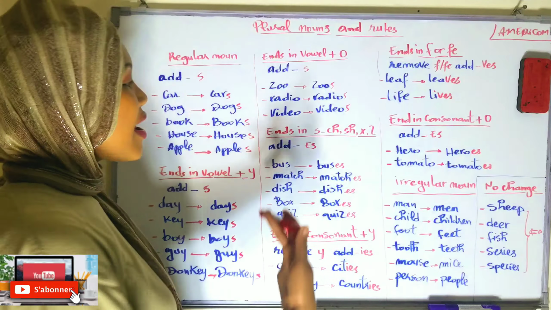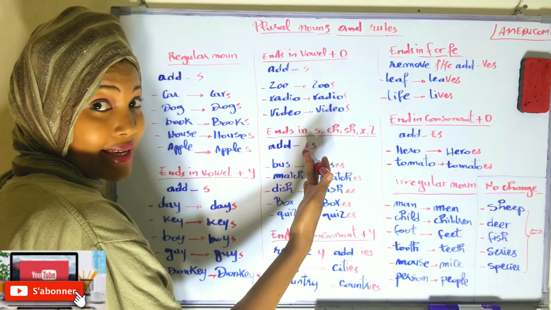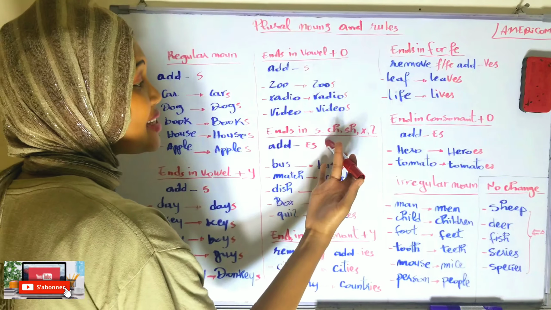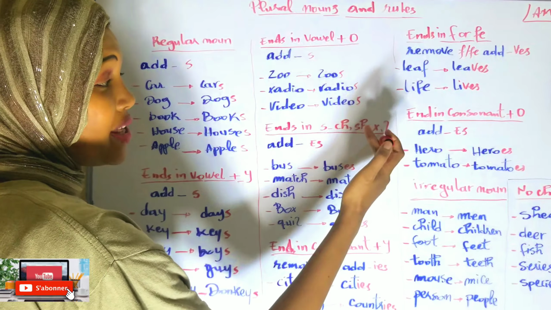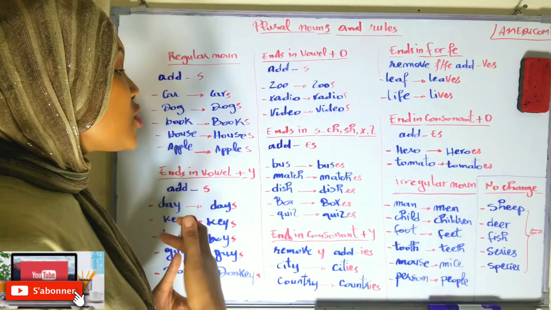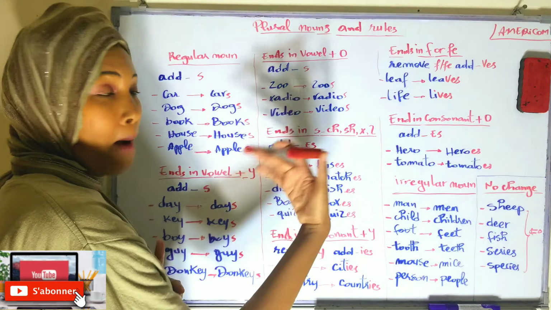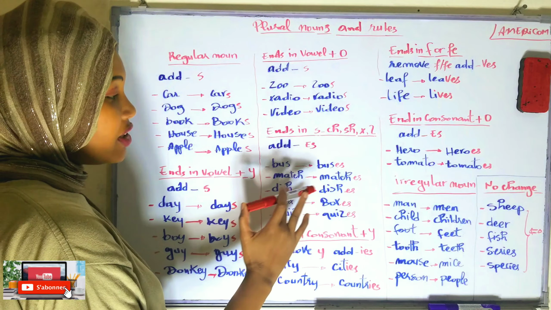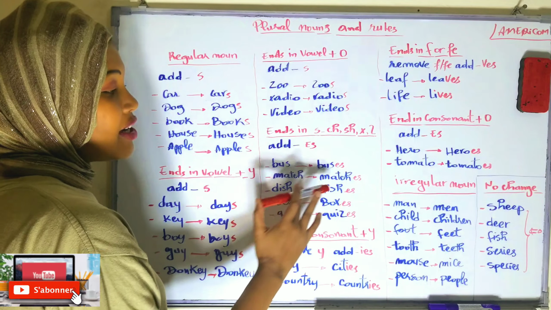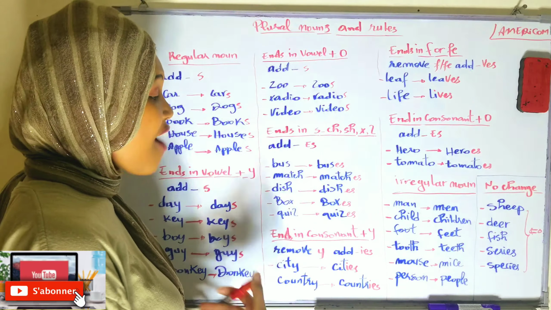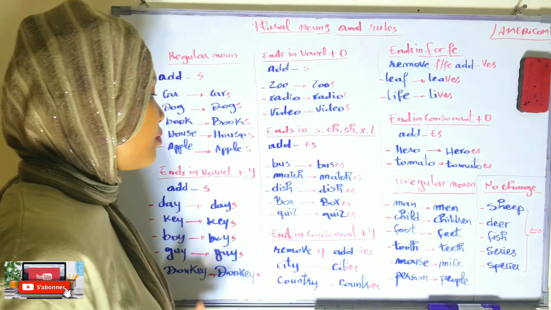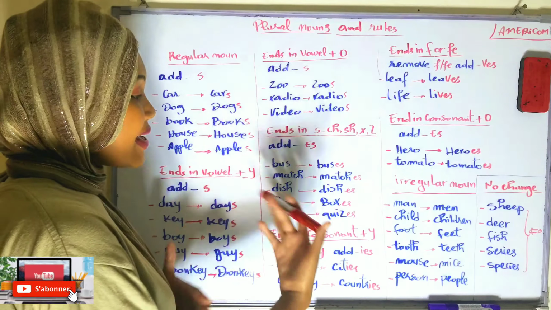Here we have nouns ending in S, CH, SH, X, Z. Add ES. When a noun ends with S, CH, SH, X or Z, we add ES. For instance, we got here bus, buses. Match, matches. Next we have dish. Dish, dishes. Next we have box. Box, boxes.